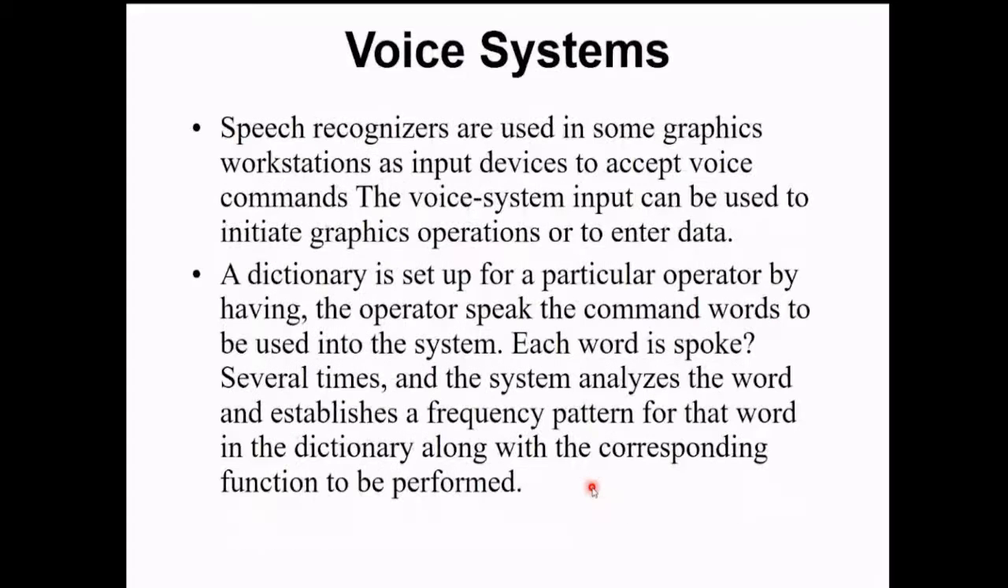And then we have the voice system, where nowadays you are using Bixby and Siri and all. Instead of giving input from the keyboard or the mouse or any other device, nowadays small kids are also using the voice system. And it takes the input in any language or any regional language. So that is also a very good thing at this point of time.